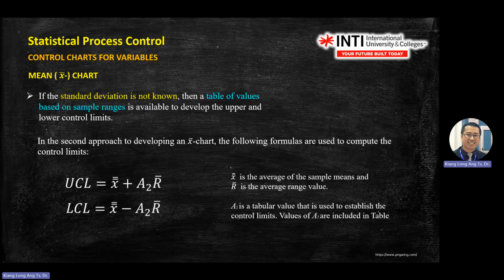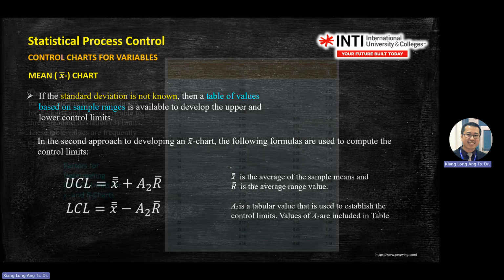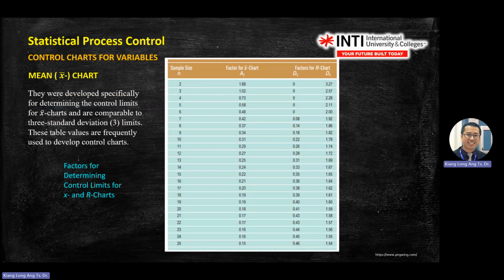A2 is from the table. It's from the table. These are the tables. You will see this one. If you see this one in the question, you need to read carefully whether the standard deviation is available or not available. Sometimes we trick you by putting this table in the question, but actually you don't need this table. It will be a tricky question. I might put this table in the example just now.